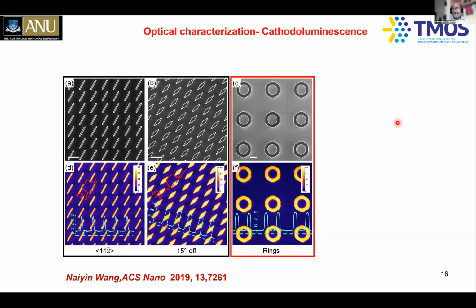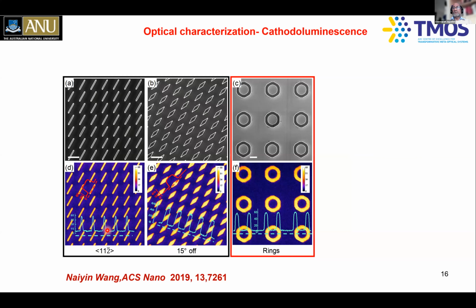So Nine Wong has taken these nanostructures, nanomembranes, nanodiamonds and nanorings, as a top view electron microscope image. And then here is the cathodoluminescence. Instead of using lasers to excite electron hole pairs, in this case we use electron beams in a scanning electron microscope, excite these nanostructures and look at the light coming out of them. Essentially, again, exciting the electrons from the valence band to the conduction band and looking at the light coming out.